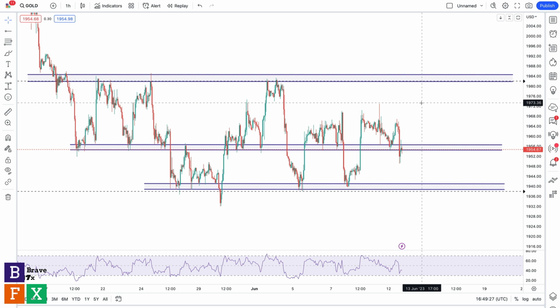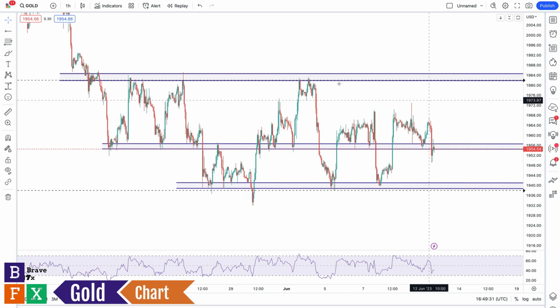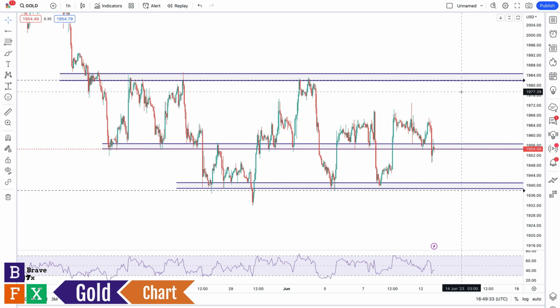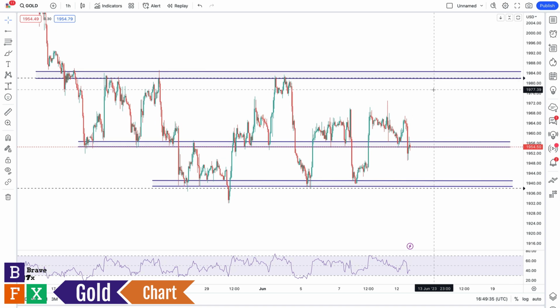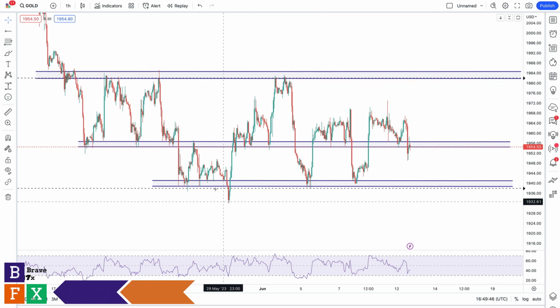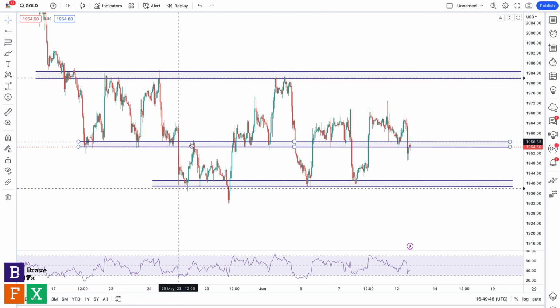Without further ado, let's get started. So this is the gold chart on the 1 hour time frame, right? So we're clearly trading within this range. This is what I showed you guys last week. And it seems price is following these key levels as best as it can. So we have our solid resistance level, we have a support level, and we have this middle area of value.